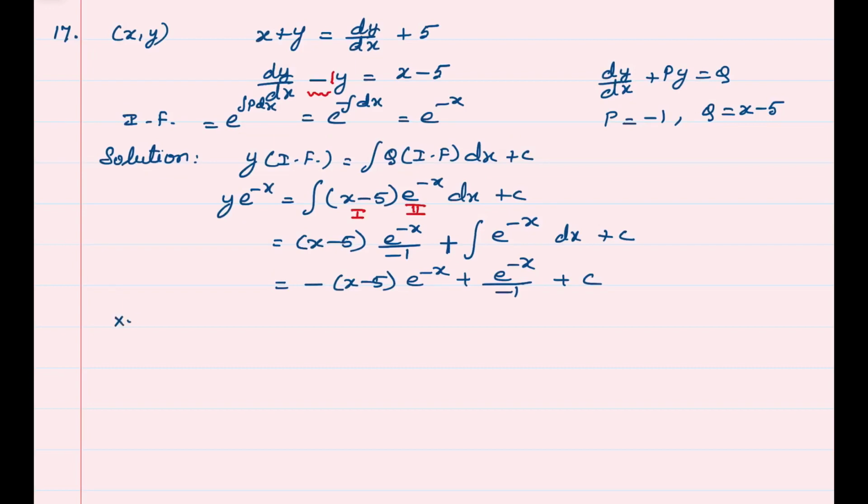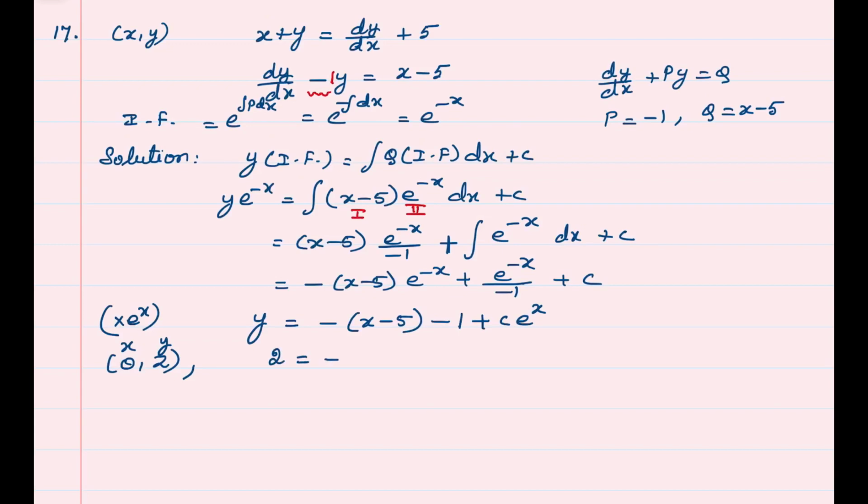We will multiply throughout by e raised to x. Therefore, we get y equal to minus of (x minus 5) and -1, plus c e raised to x. This is an initial value problem. It is given that it passes through (0, 2). That is, when x is 0, y is 2. Let us substitute these values. 2 is minus 0 minus 5 minus 1, plus c times e raised to 0. E raised to 0 is 1. Therefore, the value of c is 2 minus 4, which is minus 2.